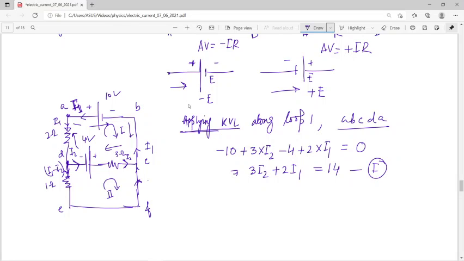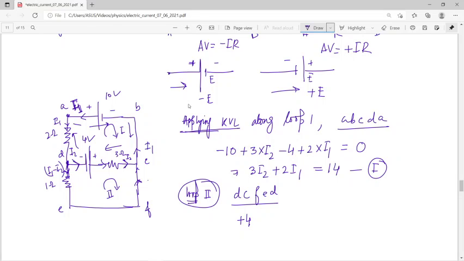So it is not an issue, you will always follow any one rule. Now if we take loop 2, then we are moving in the direction D, C, F, E, D, that is the corresponding direction. And when we are moving, in this battery we are moving from the negative terminal to the positive terminal, that means that is taken as a positive, that means that is 4 volt.